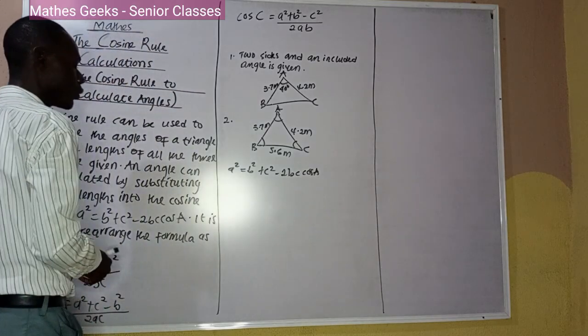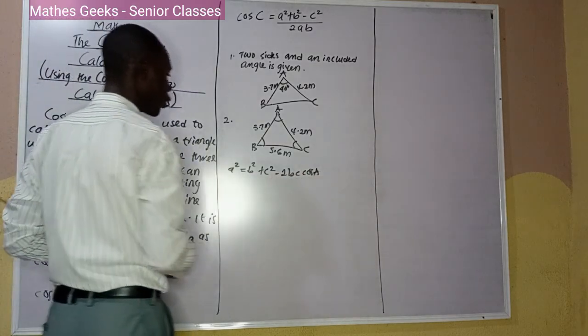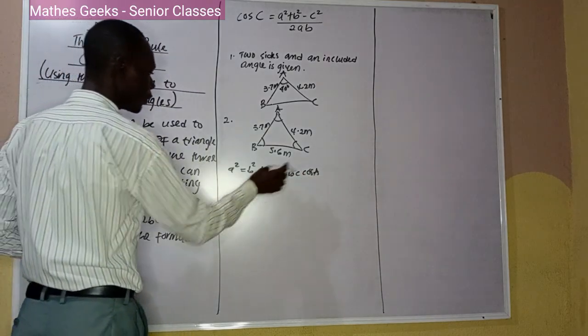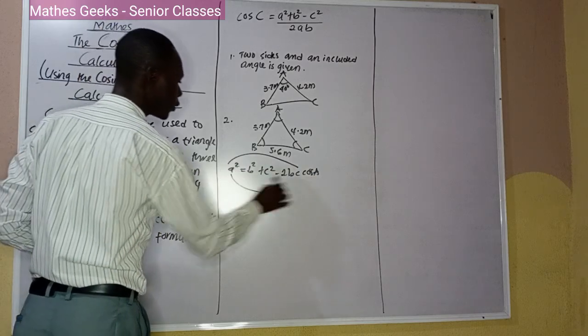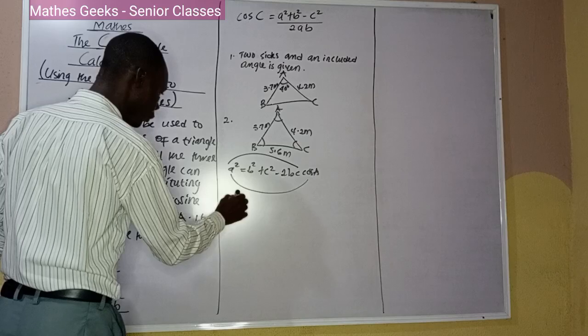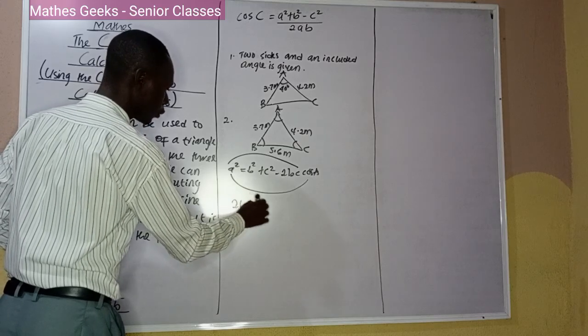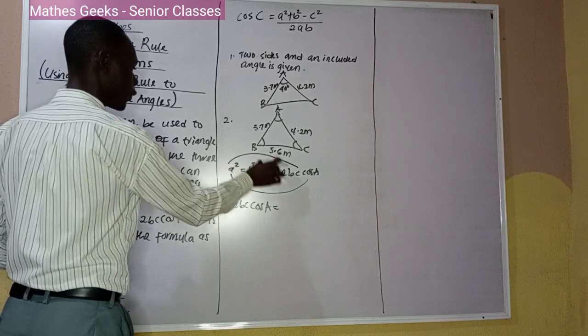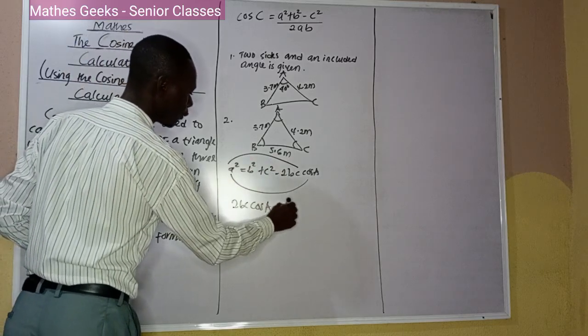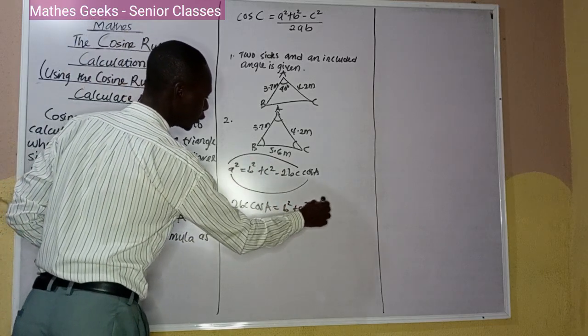What we do is make cos A the subject of the formula. So we bring the whole of this part to this side, and then we move this to this side. So 2bc cos A, when this crosses over the side, it becomes plus, and when this crosses over the side, it becomes minus. So we have b squared plus c squared minus a squared.